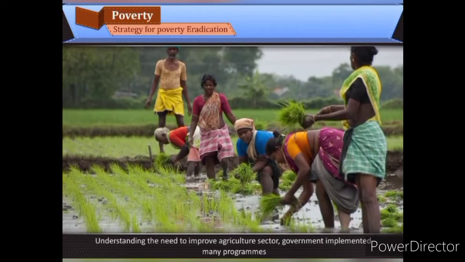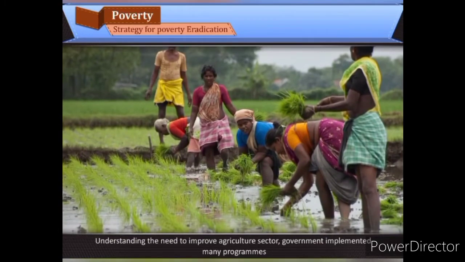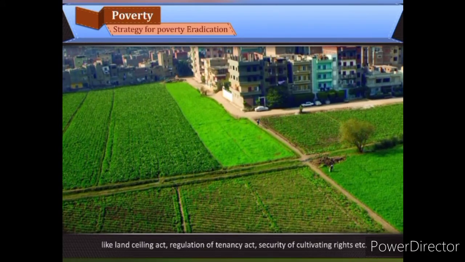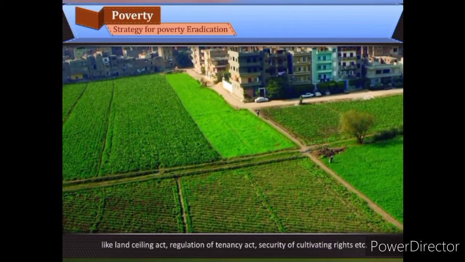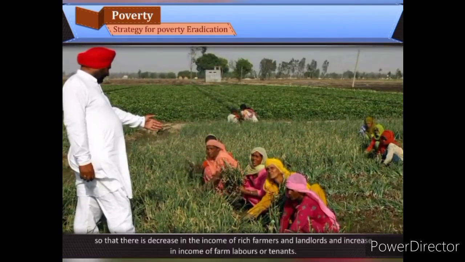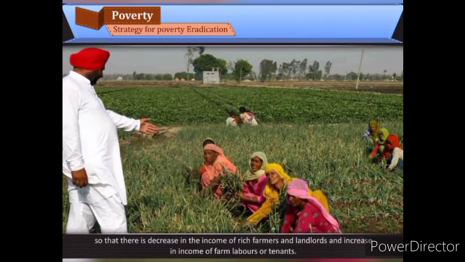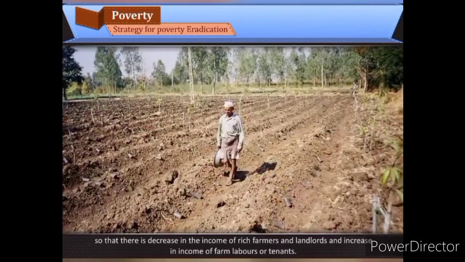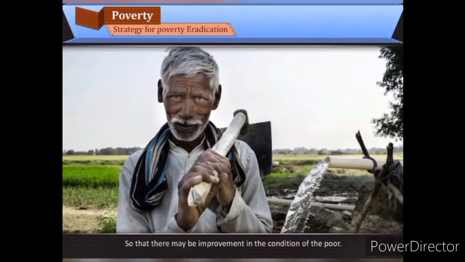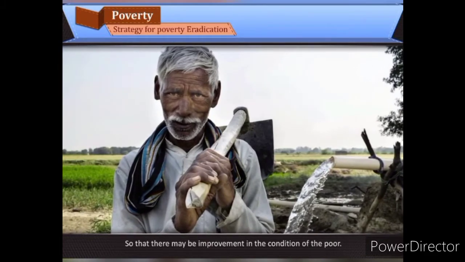Understanding the need to improve the agriculture sector, the government implemented many programs like the Land Ceiling Act, Regulation of Tenancy Act, Security of Cultivating Rights, etc., so that there is a decrease in the income of rich farmers and landlords and an increase in the income of farm laborers or tenants, so that there may be improvement in the condition of the poor.